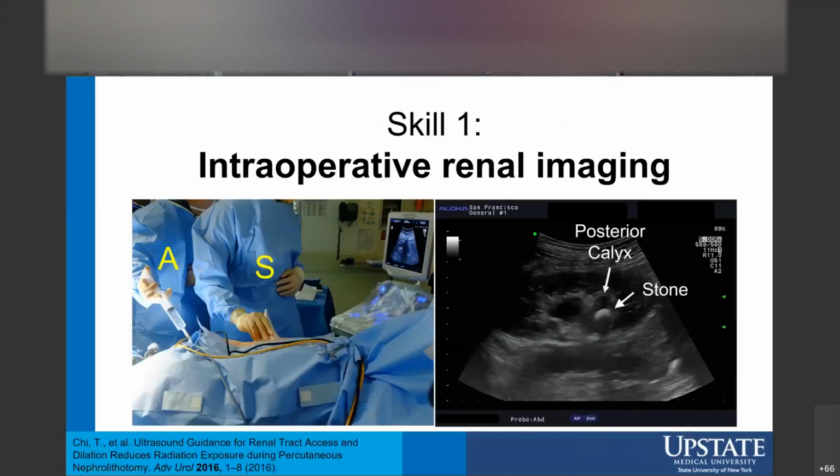So there's a few skills that we should think about. The first is how to perform an intraoperative ultrasound. Where do you stand? How do you hold the probe? How do you interpret the image? When I do my PCNL under ultrasound guidance, I'll stand holding the probe with my non-dominant hand. I'm right-handed, so I'll hold the probe with my left hand. I use the dominant hand to guide the needle. I'll have my assistant standing at the foot so that they can manage the wire once I get access.